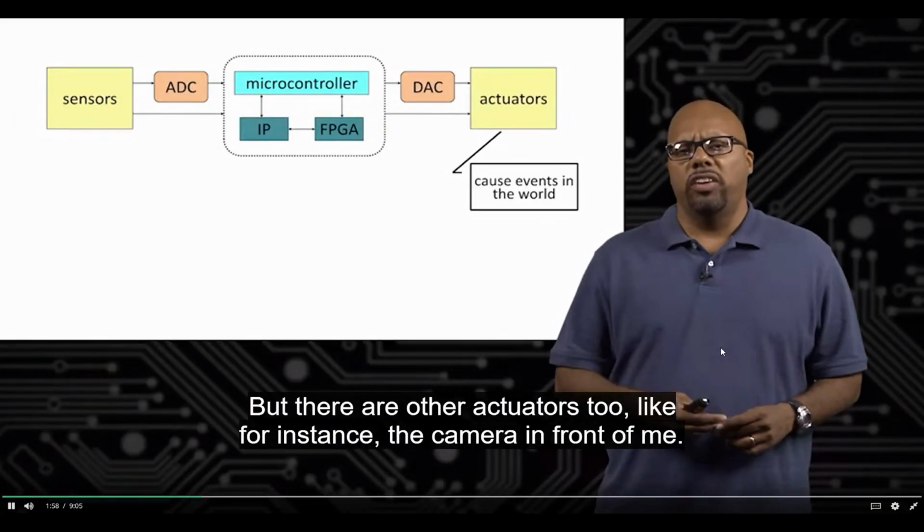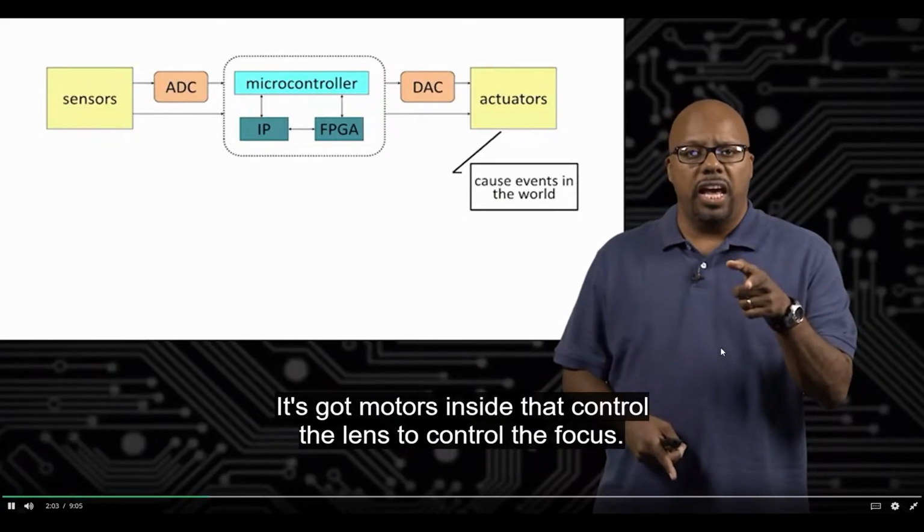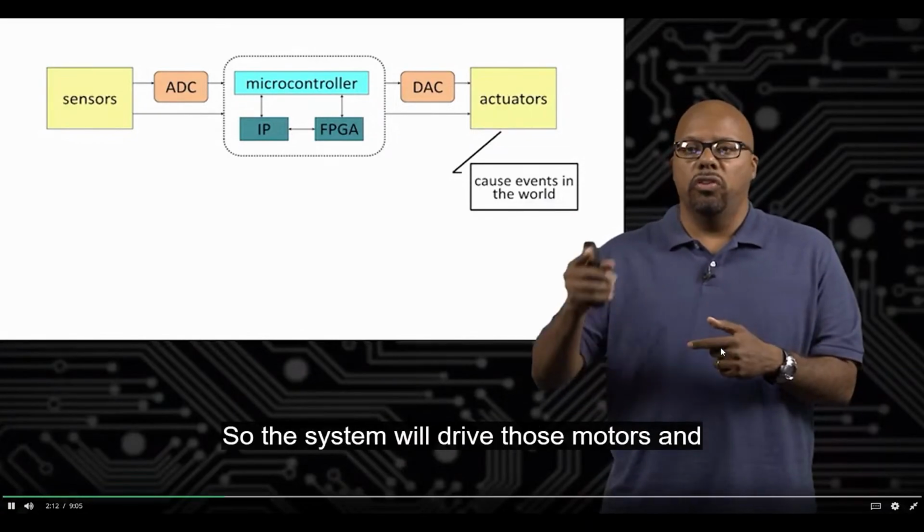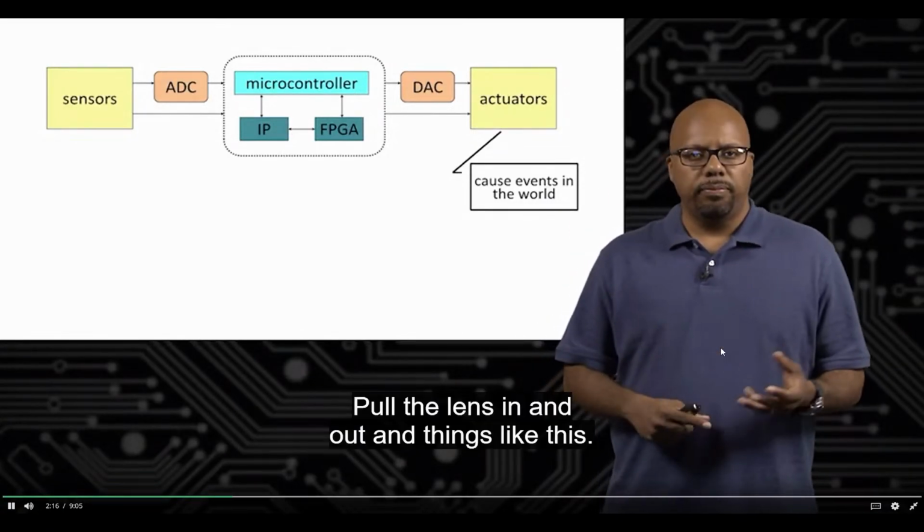Okay, but there are other actuators too. For instance, the camera in front of me has motors inside that control the lenses to control the focus. So those motors are actuators. Those are outputs of the system. The system will drive those motors and make them pull the lens in and out, things like this. So there are lots of different types of actuators.